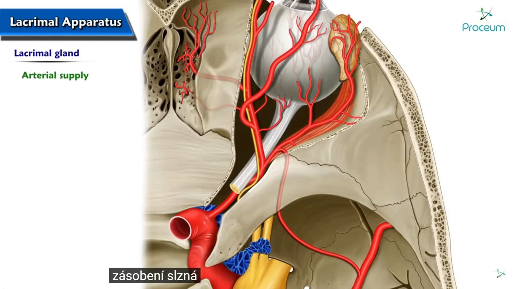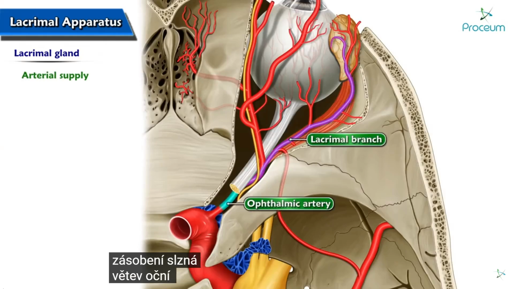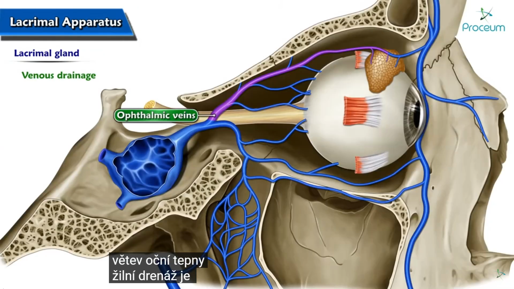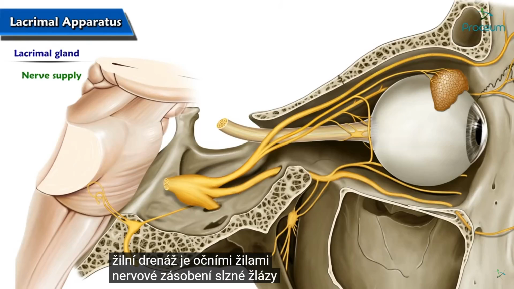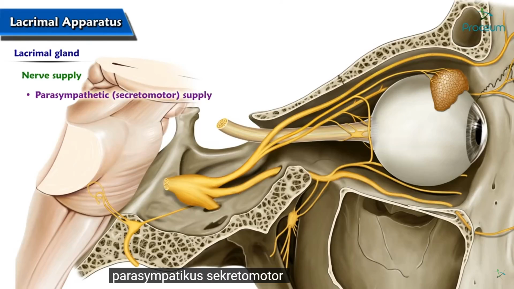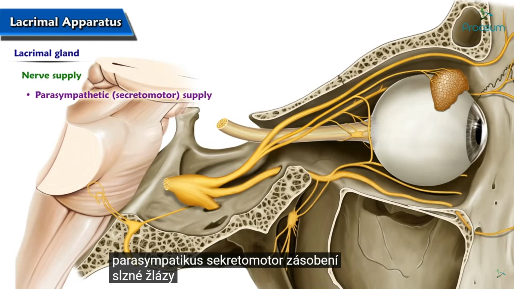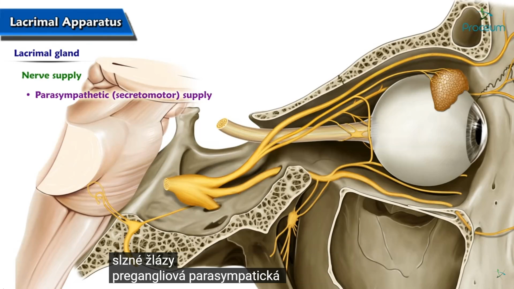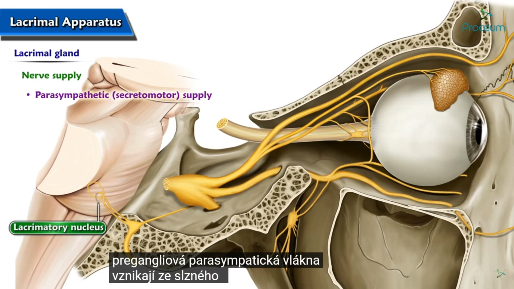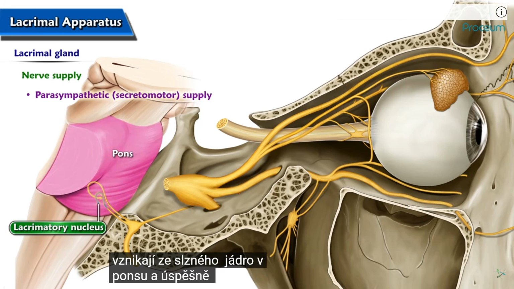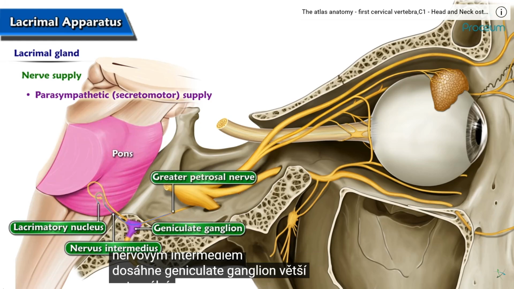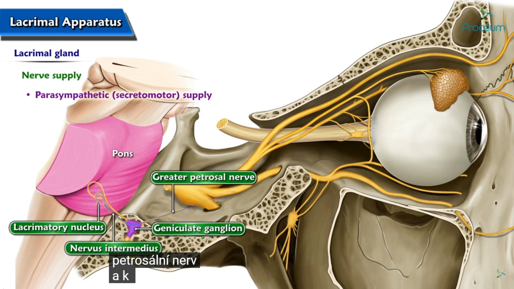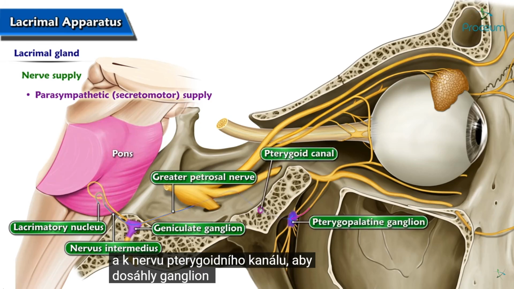Arterial supply: lacrimal branch of the ophthalmic artery. Venous drainage is by ophthalmic veins. Nerve supply of lacrimal gland. Parasympathetic secretomotor supply of the lacrimal gland. The preganglionic parasympathetic fibers arise from the lacrimatory nucleus in the pons and pass successively through nervus intermedius, reach geniculate ganglion, greater petrosal nerve, and the nerve of the pterygoid canal to reach the pterygopalatine ganglion where they relay.